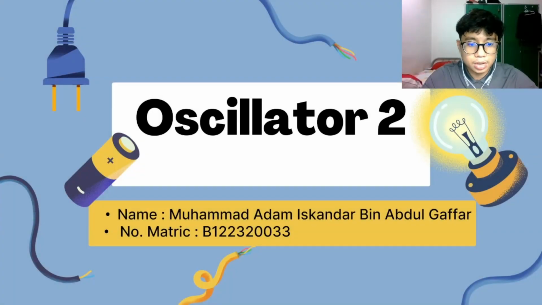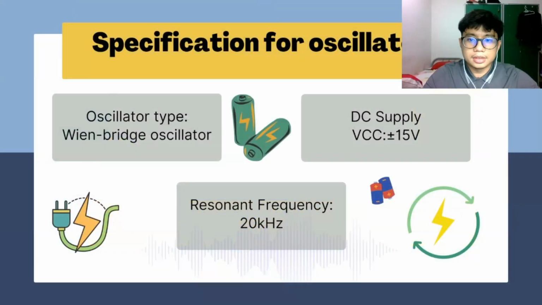My name is Muhammad Iskandar bin Gaffar. Today I'm going to explain about oscillator 2. First, the specification for oscillator 2. The oscillator type is Wien bridge oscillator, and the DC supply is VCC plus minus 15 volt. The resonant frequency is 20 kHz.